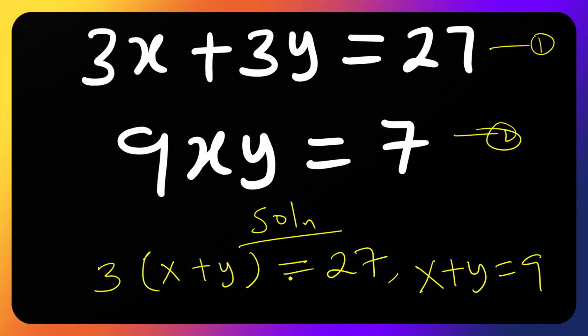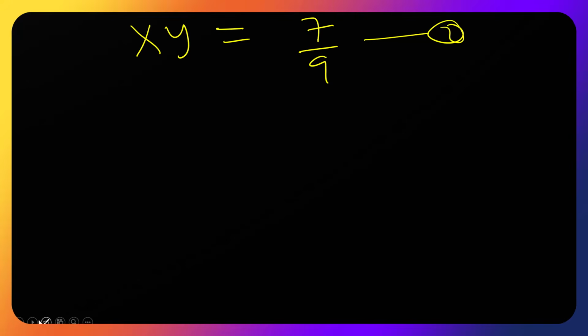So 3 9s are 27. Okay, so we call this one equation 1, and this one will be equation 2. So we have 9xy. My 9xy is the same as xy equals 7 on 9. So that will be the next equation.